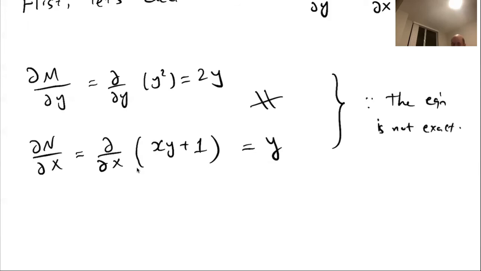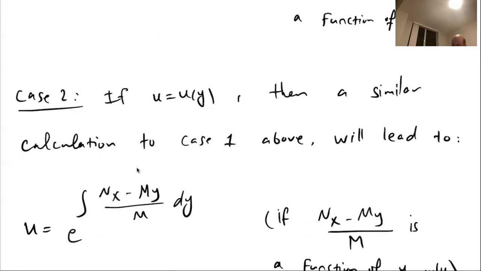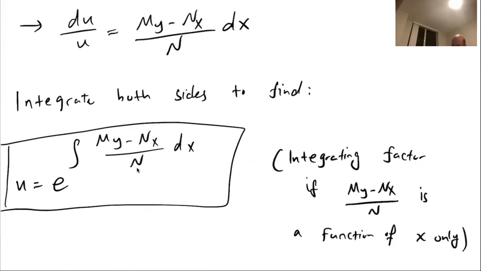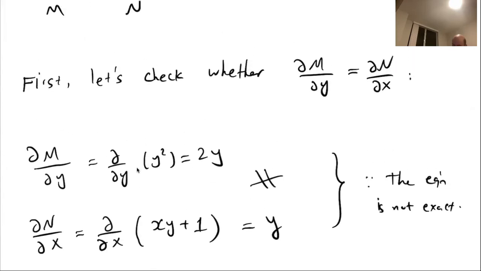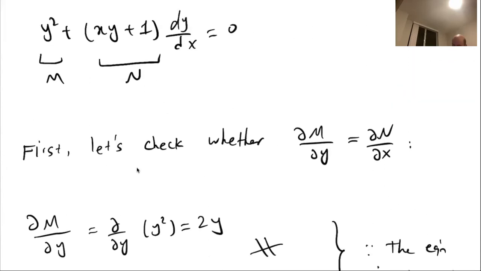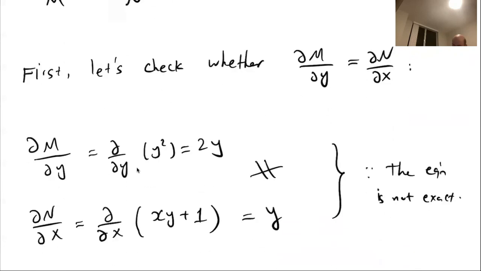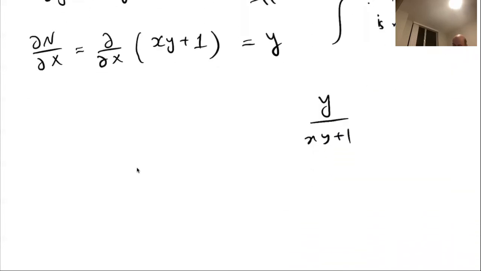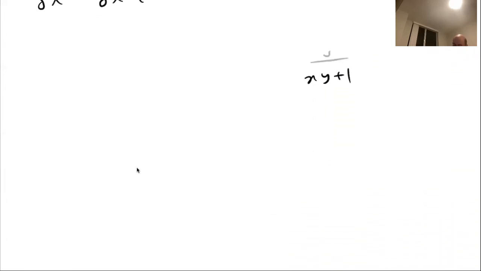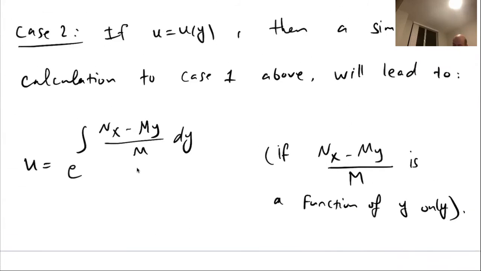But can I convert it into an exact equation? My and nx are not the same, but then I can look at my minus nx divided by n. Is this a function of x only? N is this guy, so I'll have y divided by xy plus 1. It's not a function of x only, so this also fails.